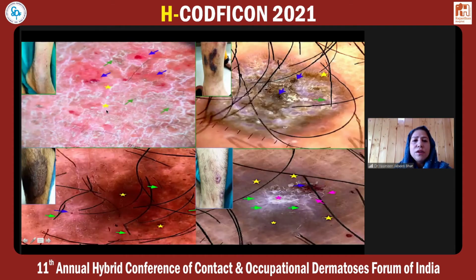So this is the first one. It is showing subacute dermatitis. This is the second one. It is a case of lichen simplex chronicus, with more of the whitish areas, broken hairs, and these pigmented dots and globules here and there.